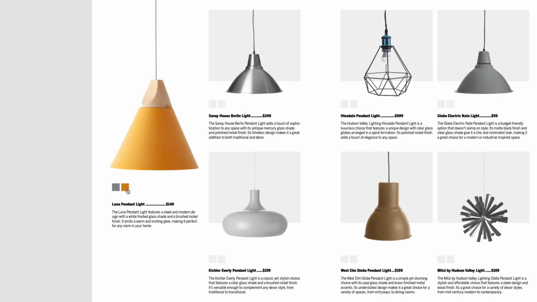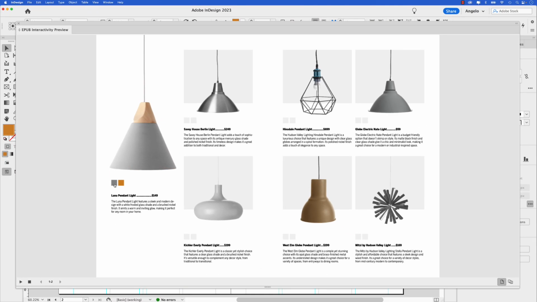If I hover over the orange, it switches to the orange version. I can go back and you can see it's a nice transition. You can toggle between orange and gray. So this is a great way for viewers and consumers looking at a catalog to get a sense of how the product will look in another color.